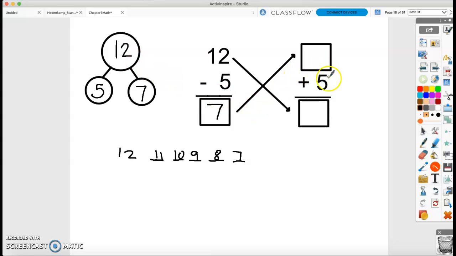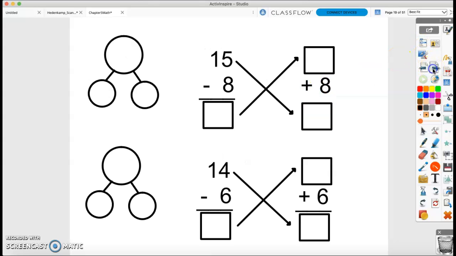So I need to think addition. So I know that 7 is one of my parts, and it's going to go right up to the top. And I know 12 is my whole, so it becomes my sum. 7 plus 5 is 12. Here we go.